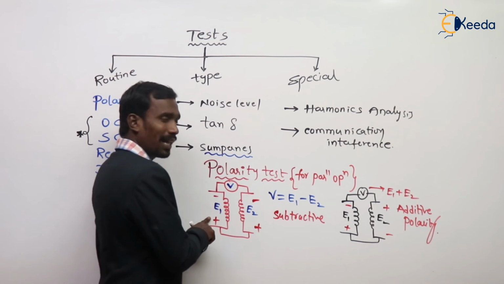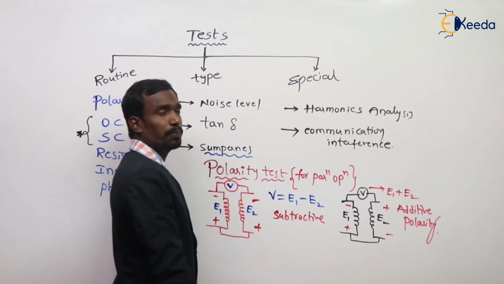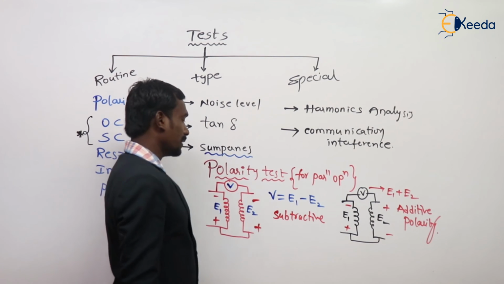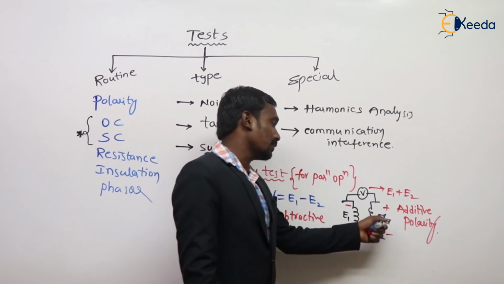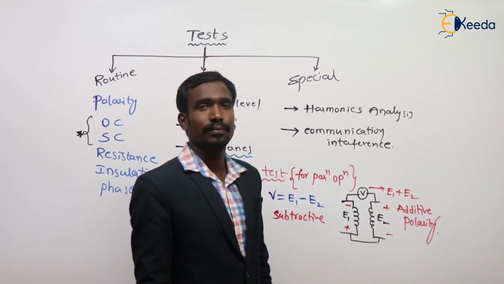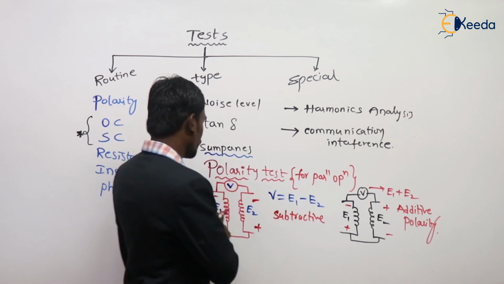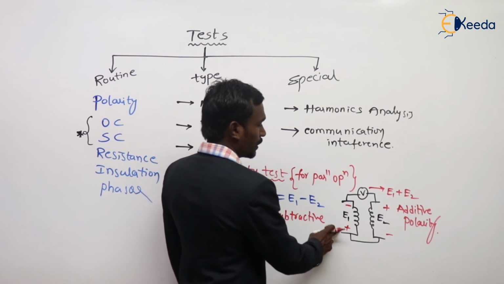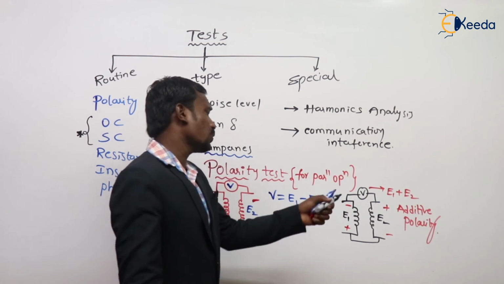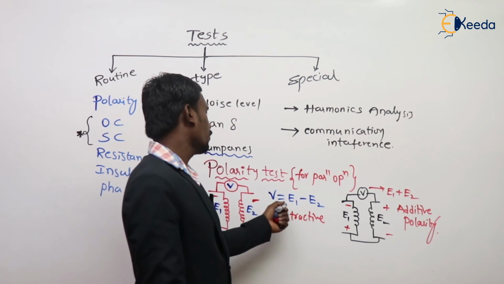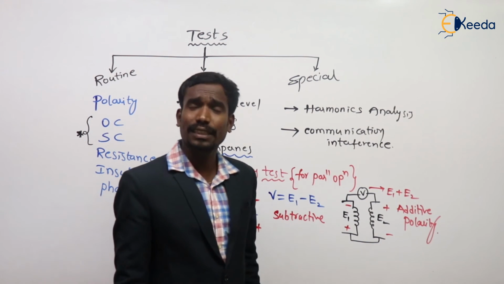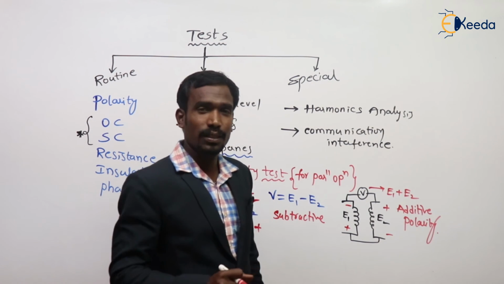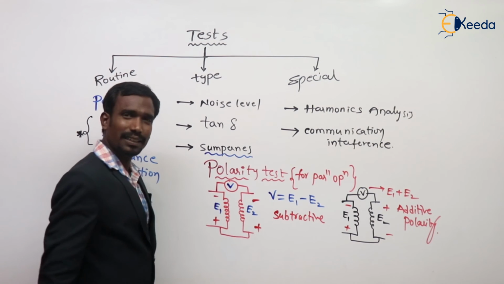We know one polarity, but I don't know the other polarity. By connecting a voltmeter, we can decide the polarity of the other winding. We should assume the first one is plus minus. For the next one, plus minus or minus plus, we should know by connecting the voltmeter. This is simply about the polarity test.